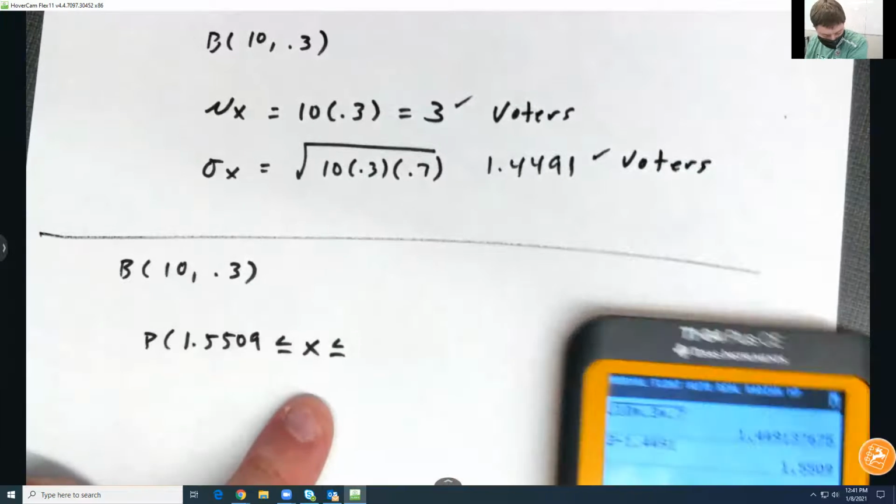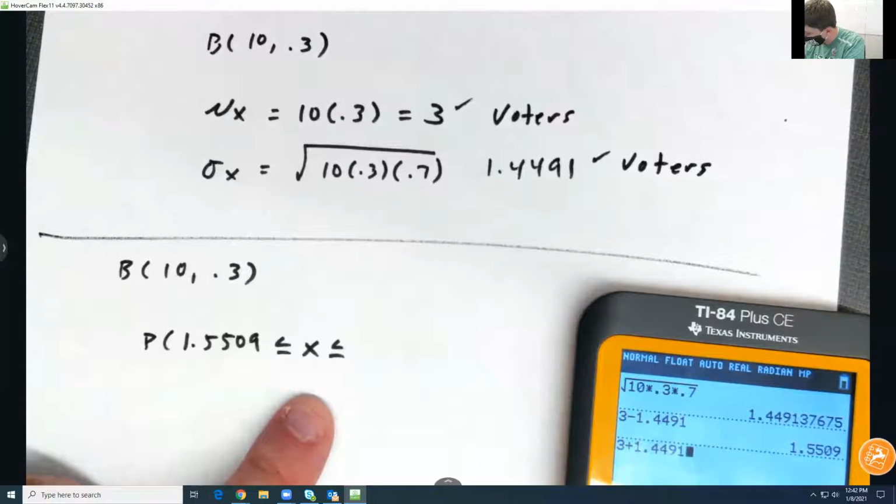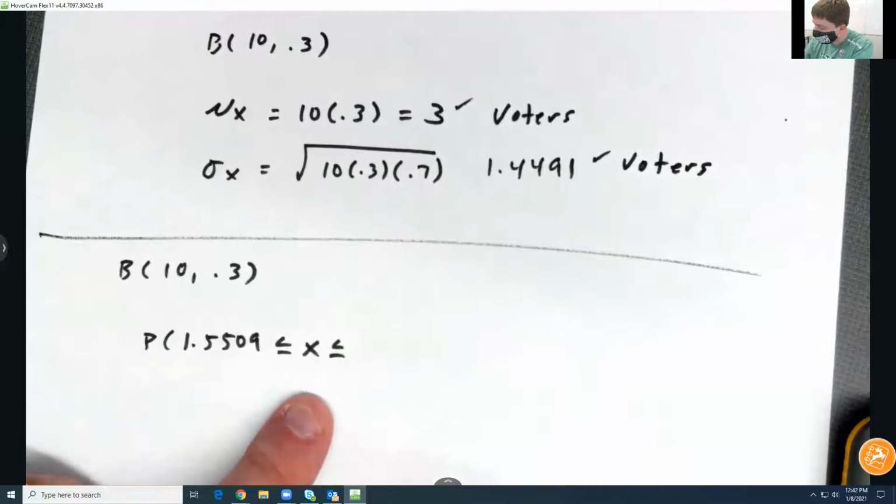And then for the addition, it's 3 plus 1.4491. Don't need that extra there. So I get 4.4491. Okay, let's make sure I did it right.